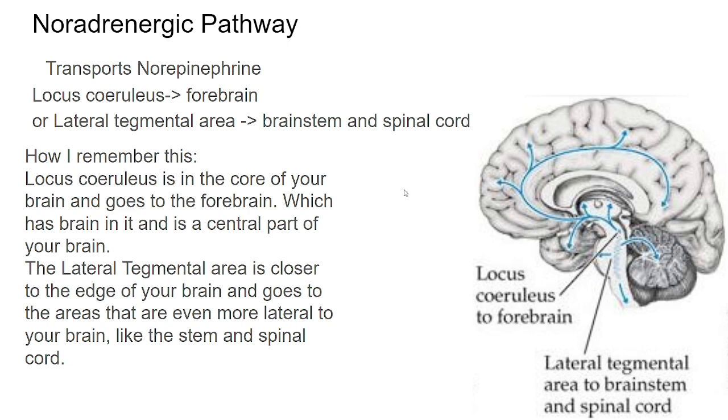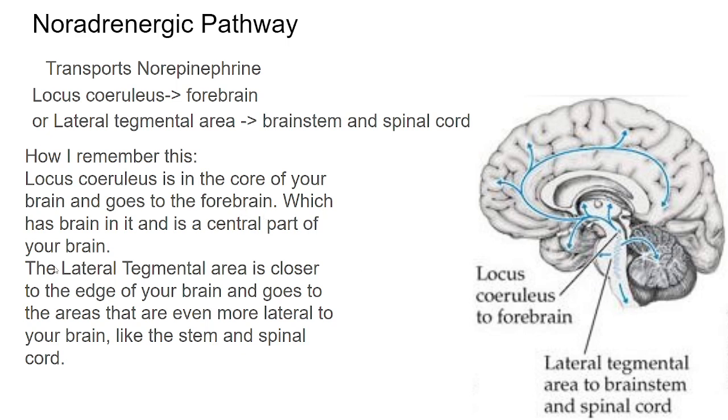How I like to remember the pathways that this one takes is that the locus coeruleus is in the core of your brain and goes to the forebrain, since it's more central than this other part. Your brain has "brain" in the core of the word. So the coeruleus goes to the more core part of your brain.